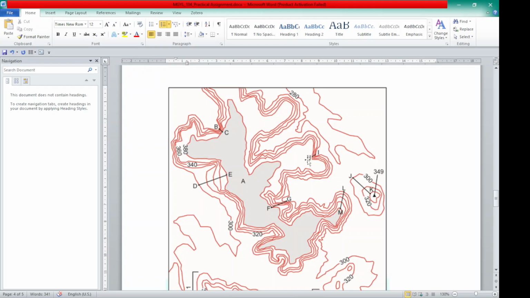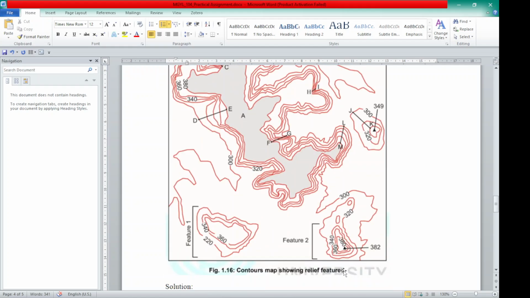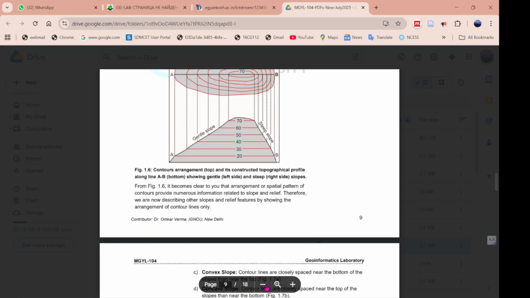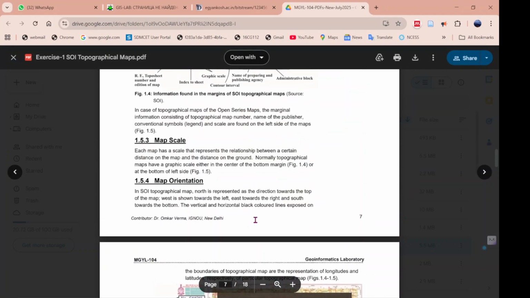BC is a waterfall. HI is also a waterfall. DE is a gentle slope. ML is also a gentle slope. Then JK is also a gentle slope. And yes, so this is a valley. This is a V-shaped valley. It's a U-shaped valley as well. So there are these different things. You can yet again go ahead and find these types of slopes over here.